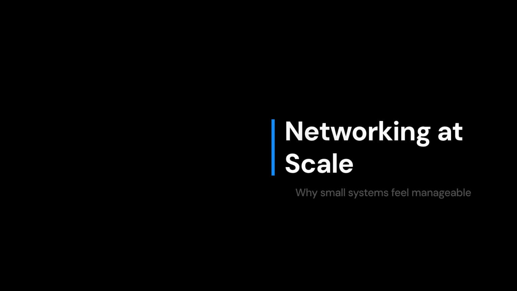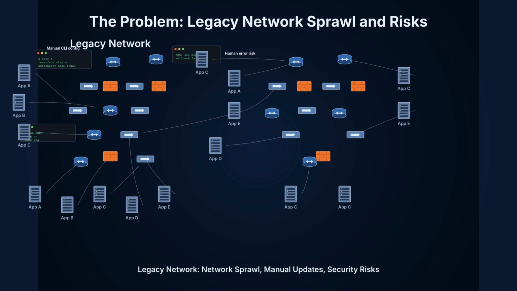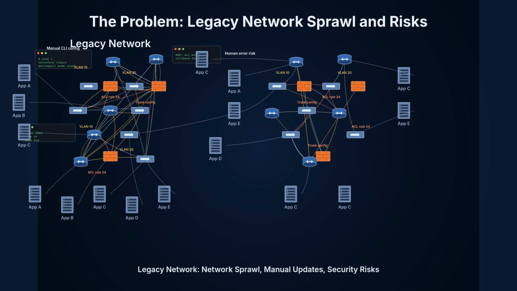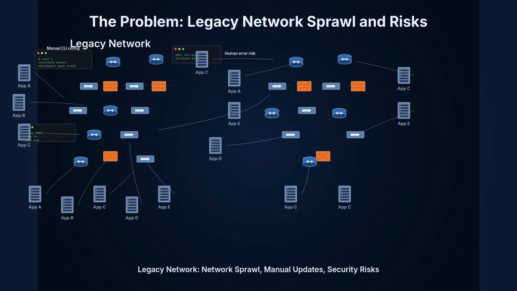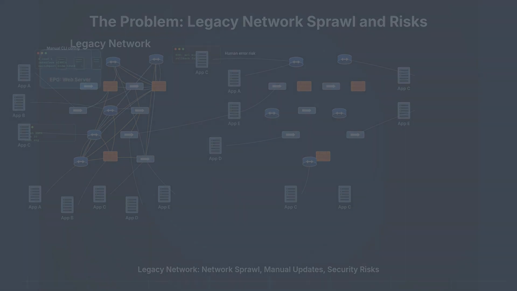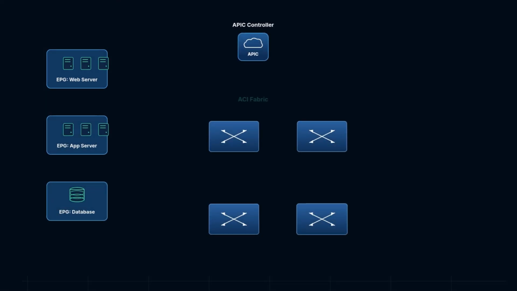Running a small data center is one thing. Running one at scale is where the real pain starts. As the environment grows, applications multiply, and every change touches VLANs, ACLs, trunks, and firewall rules, the network gets harder to manage fast. That's where Cisco ACI comes in.